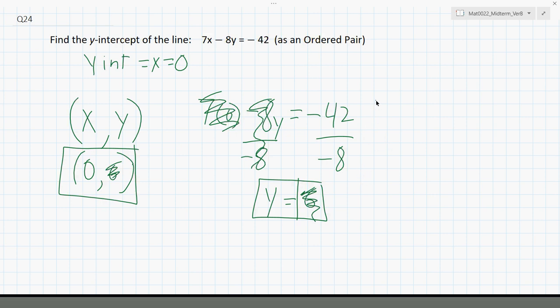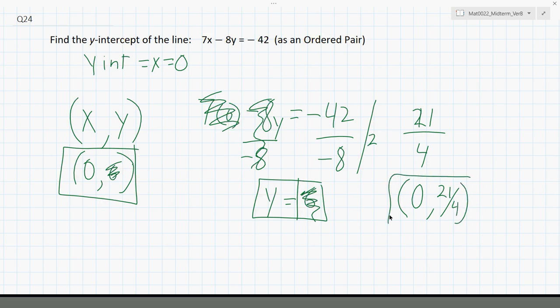So if we're just doing this, we'll simplify these both by 2. So it'll be 21 over 4. And since they're both negative, we just made them positive. So it'll be 21 over 4. And if we're doing that in a system, we'll just say 0, and then 21 over 4. And that's how we write it fractionally, because we want to keep it in fractions.